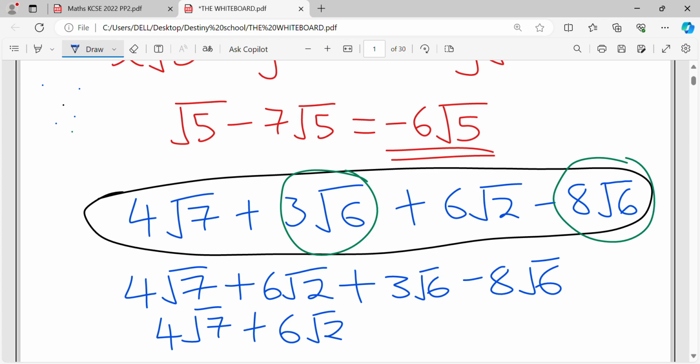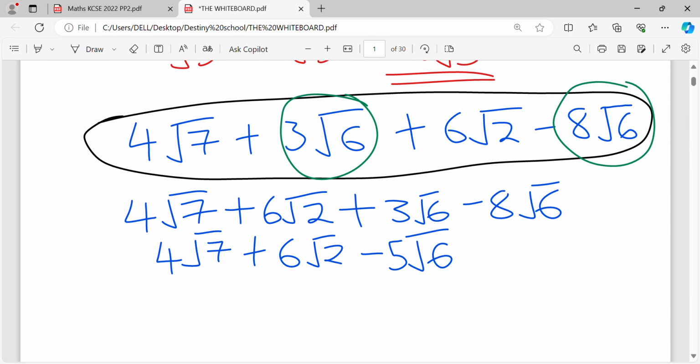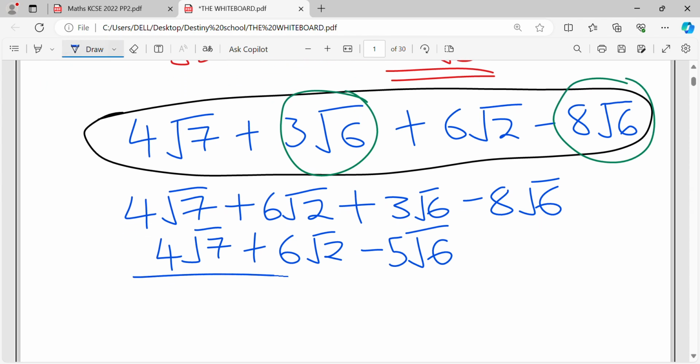So now we can subtract this other one because it is 3 root 6 minus 8 root 6. It is root 6 and root 6. You can subtract, so you subtract what is on the outside. So that is 3 minus 8. You get negative 5. 3 minus 8, you just put it on a calculator, you'll be able to get negative 5. Then you just retain root 6.